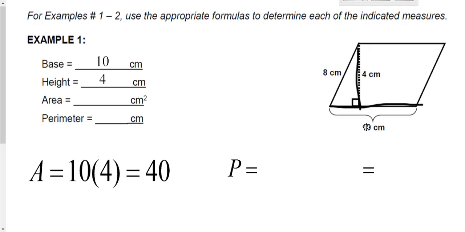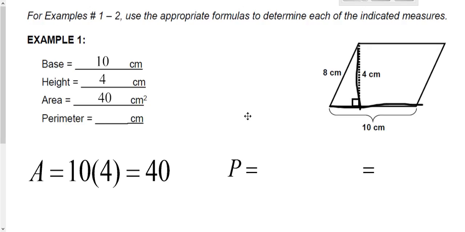One of the biggest mistakes is mixing up the height and the length of this other side over here, whether you're doing perimeter or area. So make sure you're using the height and the base for the area. And similarly, make sure you're using the two different sides for the perimeter. Don't use this height in your perimeter measure. That's one of the biggest mistakes that students make.